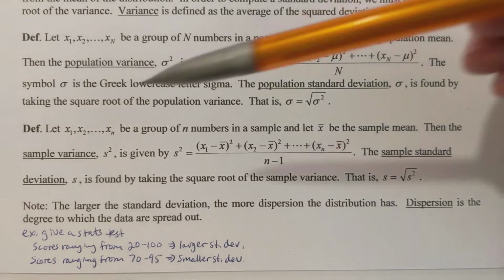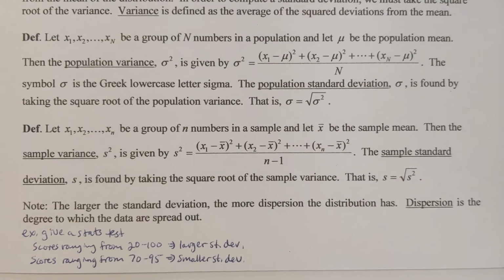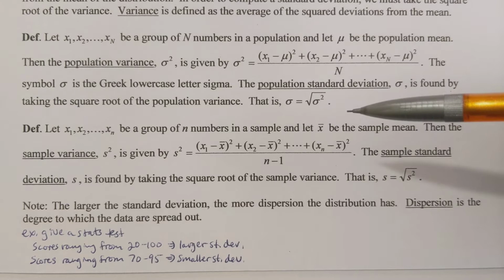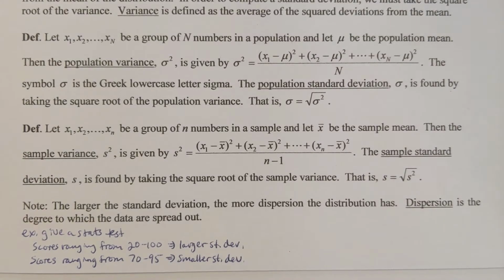The symbol sigma is a Greek lowercase letter, and that symbol represents the population standard deviation, and how we get the standard deviation is we need to take the square root of the variance. So like I said, think of the variance as just kind of a stepping stone in order to get the more important thing.